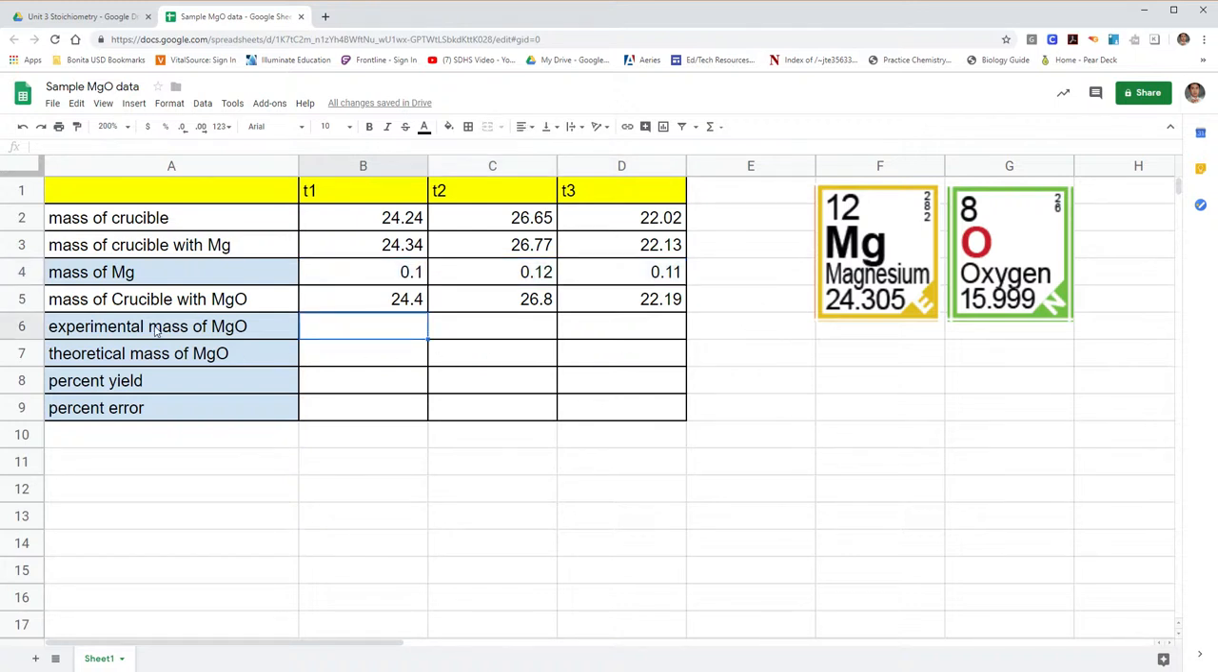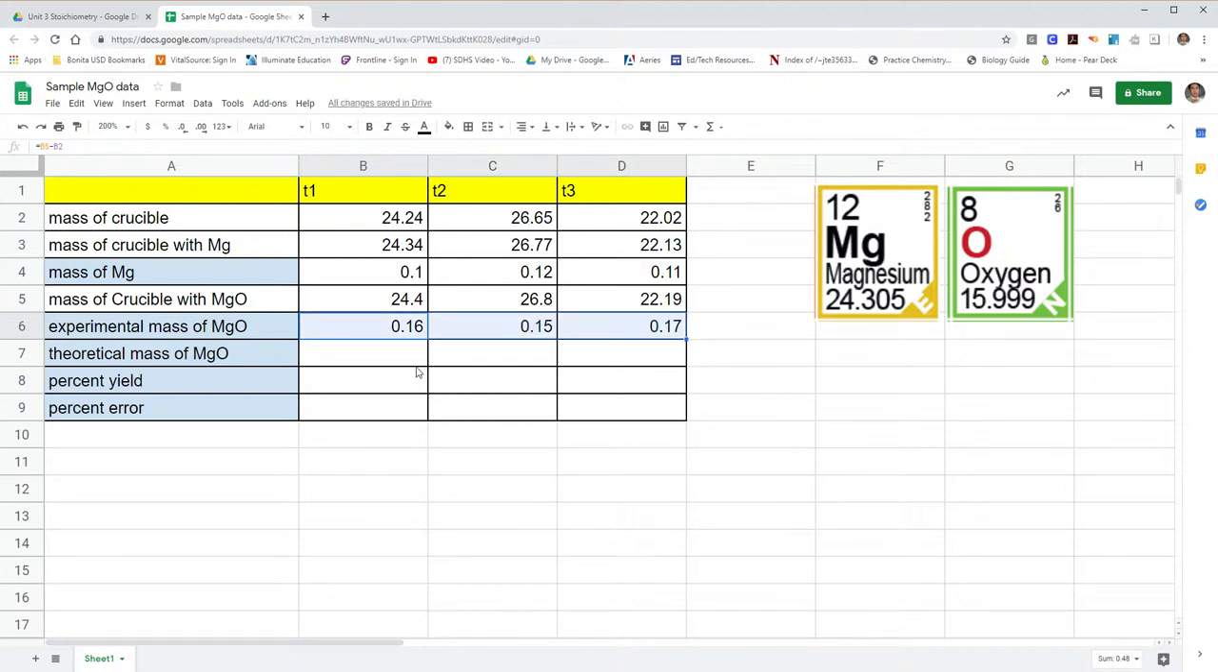For my experimental mass of the magnesium oxide, the MgO is the ash. Again, it's just a little bit of subtracting. This time it's the crucible with the MgO minus the crucible. So here, this is equal to this one, B5, minus this one, the crucible. And again, I have my answer. And again, I could just drag it across by holding onto that little blue dot.